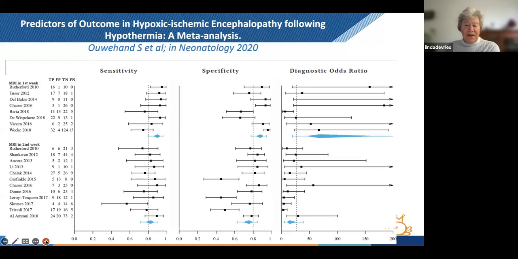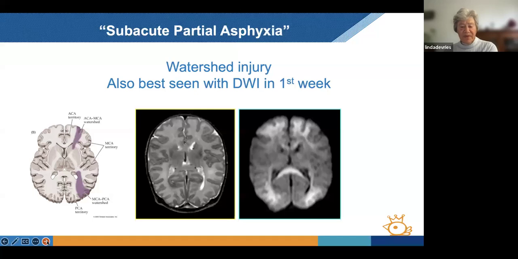We did a meta-analysis some years ago, and here you see as well that the MRI in the first week has got higher sensitivity, specificity, and diagnostic odds ratio compared to when the MRI is performed in the second week. And this is mainly because diffusion-weighted imaging is present in the first week, and it makes life very, very simple because it's so easy to recognize these areas of increased signal intensity.